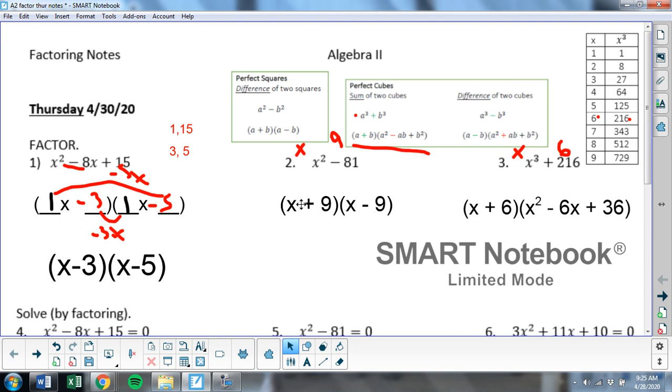So that's a good review of factoring. This was day 1, Tuesday. These are things we did Wednesday. And today is Thursday. Now, how does factor compare to the directions that say solve? Well, let's take a look.